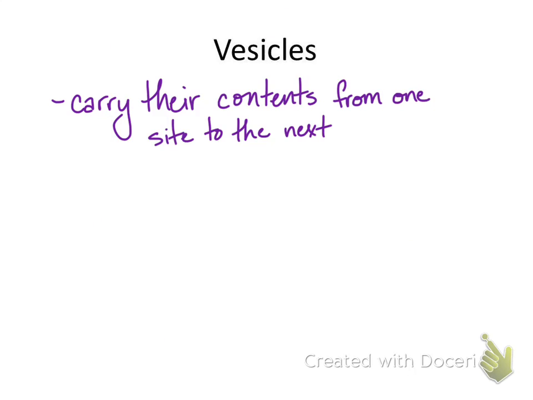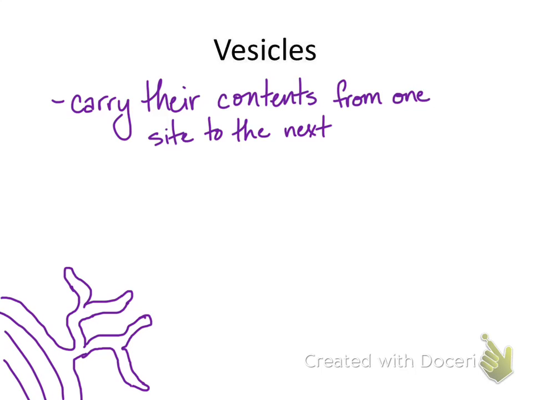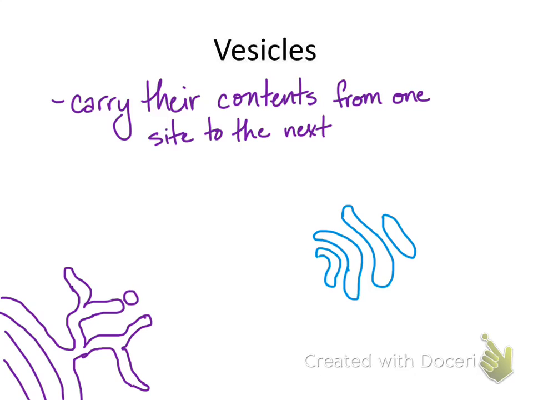They're going to carry things, their chemical cargo, those proteins that they're carrying, from the ER to the Golgi apparatus, and from the Golgi apparatus to the cell membrane. And so here is what I'm talking about. You have the ER, you have the Golgi apparatus, and you have a little vesicle bud off and travel and then fuse in with the Golgi apparatus.